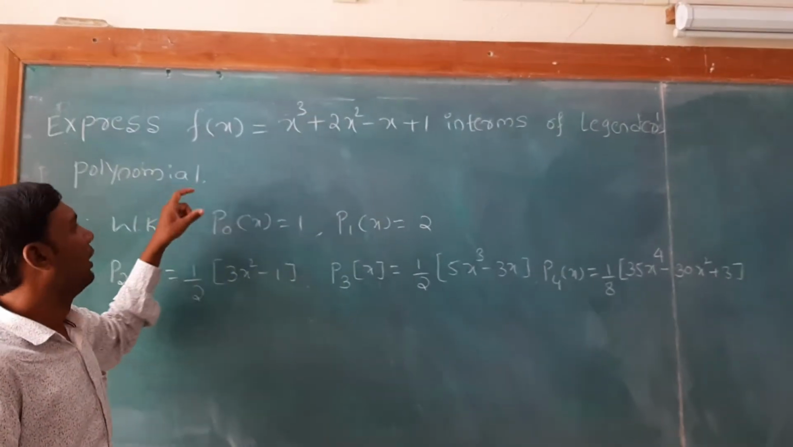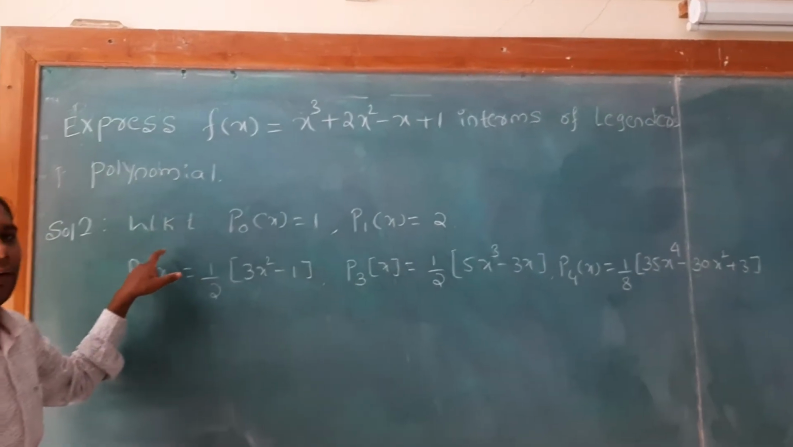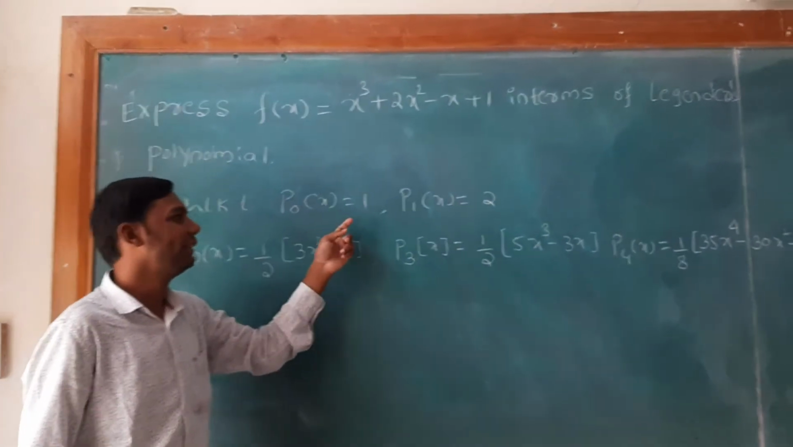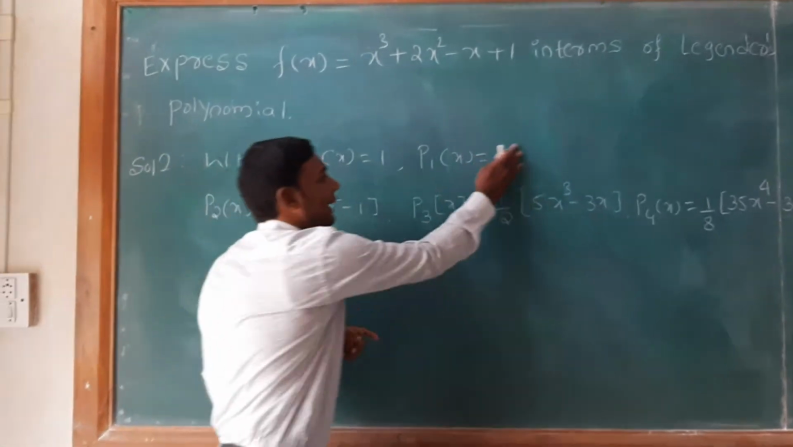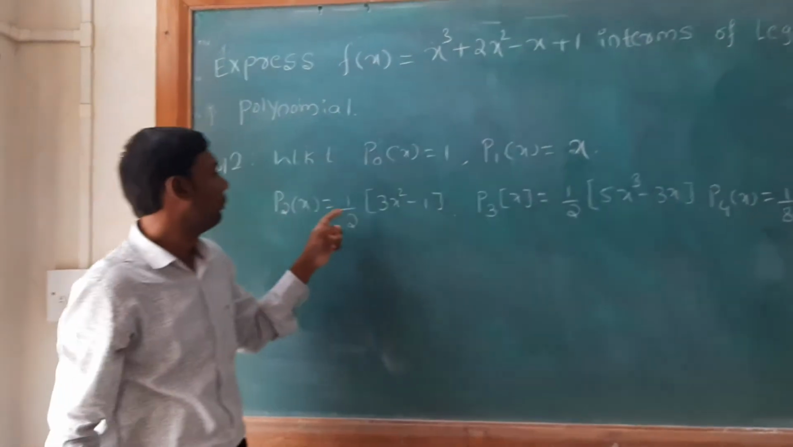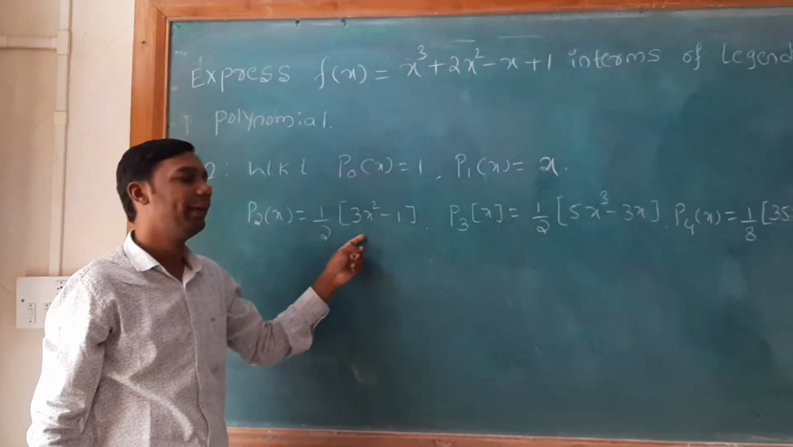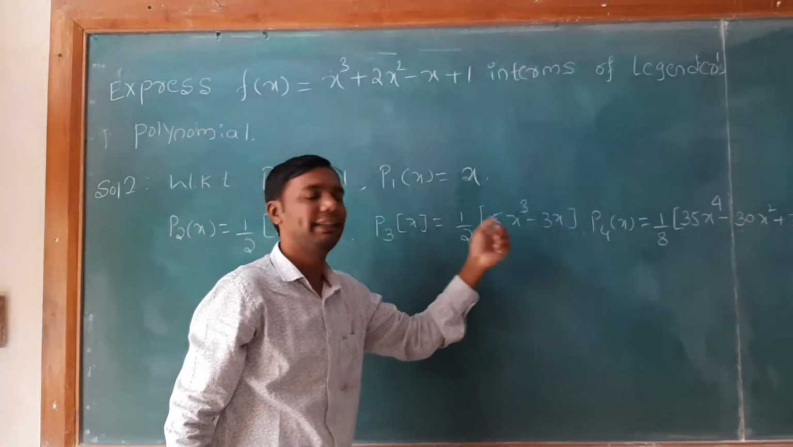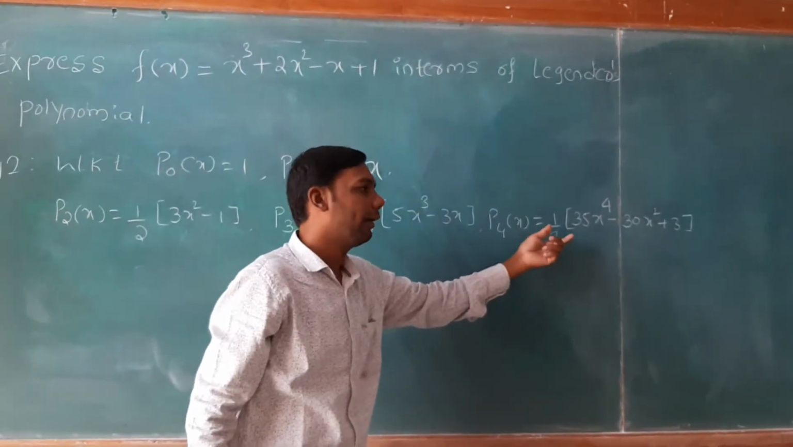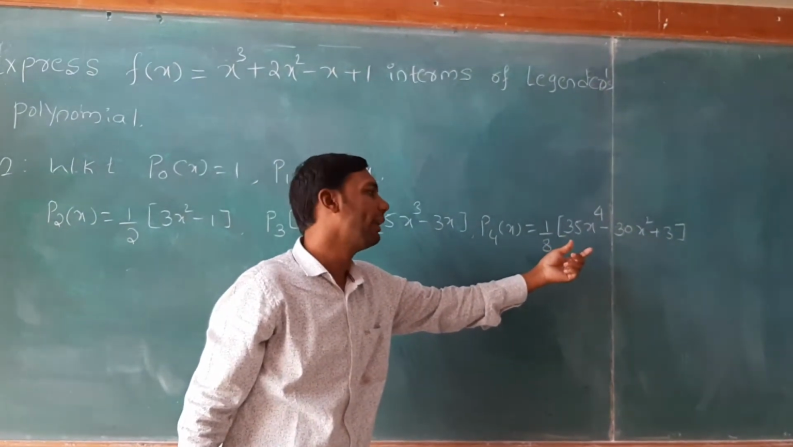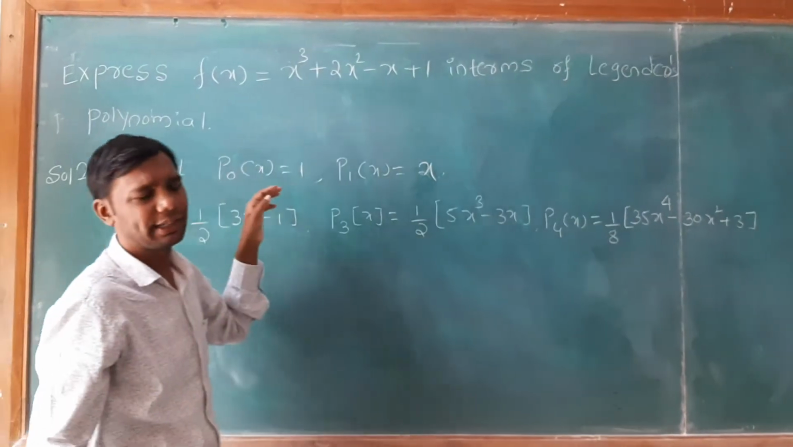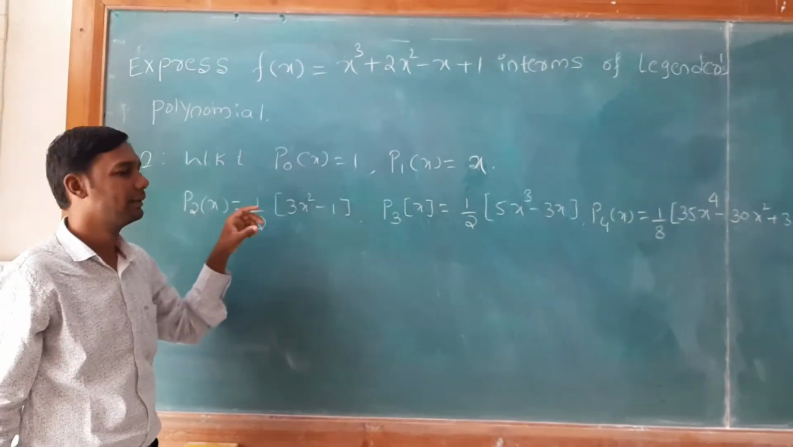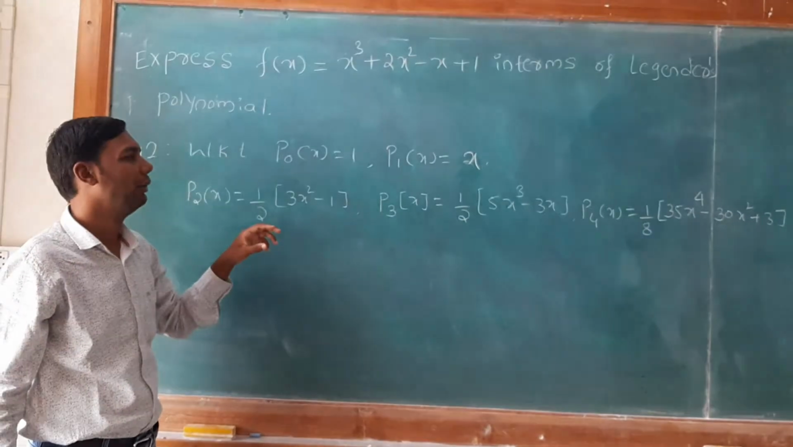Here let us solve the example. We know that these are the standard formulas. By using these we have to solve the example. P naught of x equal to 1, P1 of x is equal to x, P2 of x equal to 1 by 2 into 3x square minus 1, P3 of x equal to 1 by 2 into 5x cube minus 3x, P4 of x equal to 1 by 8 into 35x raised to 4 minus 30x square plus 3. These are the standard formulas of Legendre. They are proved, but the proofs are not asked in the syllabus. These are values.